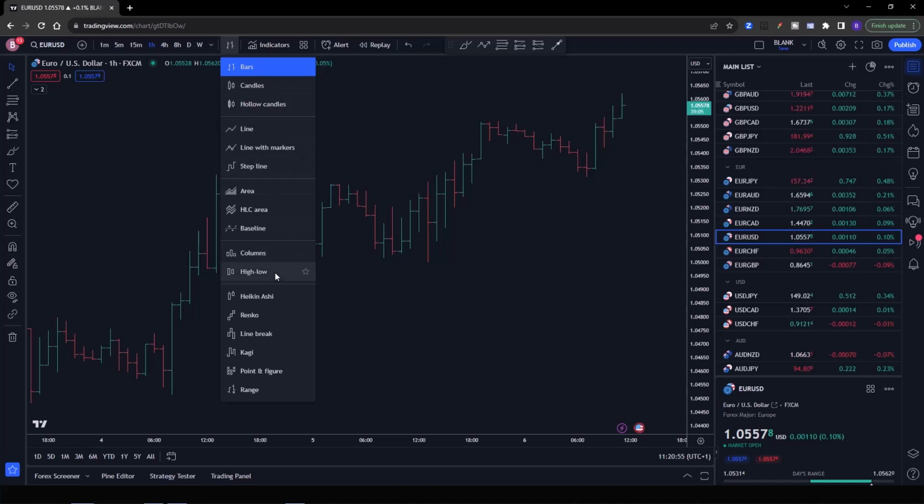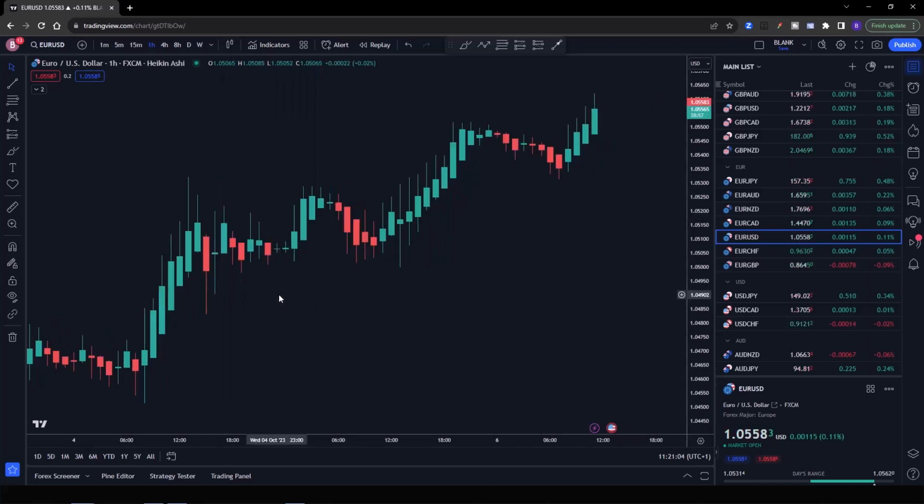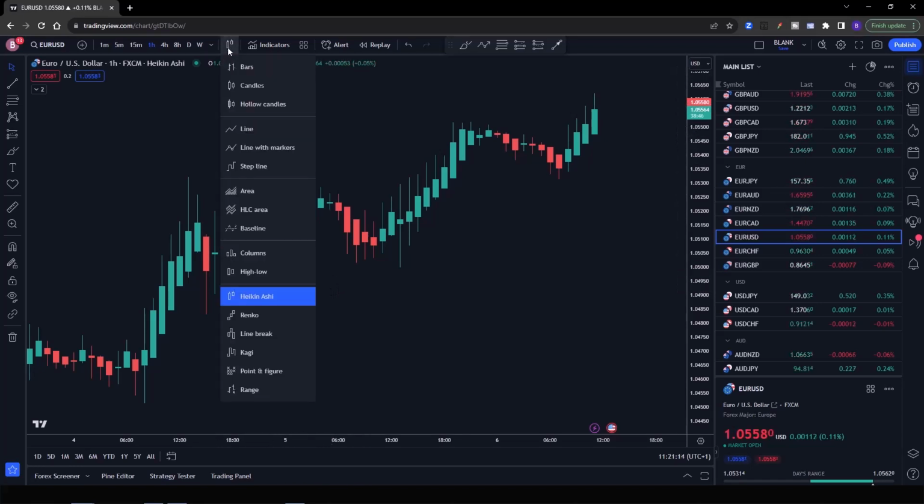Now down here we have some additional ones, and there are actually more than this. There's quite a lot more. These are custom chart types. Some popular ones are Heikin-Ashi, and you can see these look similar to candles, but the data is now displayed differently, and you can see straight away it's a different way of presenting that same information.